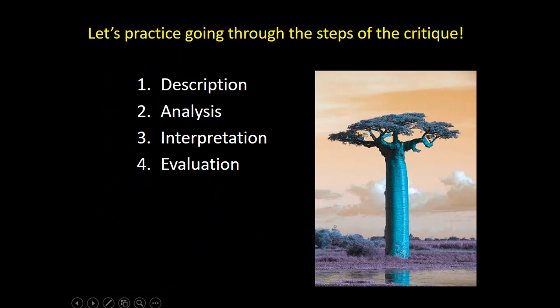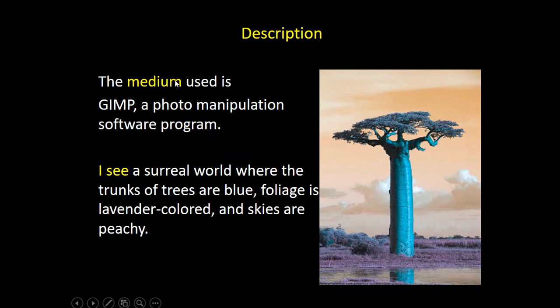So I'm not going to go over the rubric. Let's practice going through the steps of the critique. We're going to go through each step: description, analysis, interpretation, and evaluation. And hopefully you'll know which step is which by the time we're done. So here's the description. Remember, we're going to talk about the medium. The medium used here was GIMP. It's a photo manipulation software program.